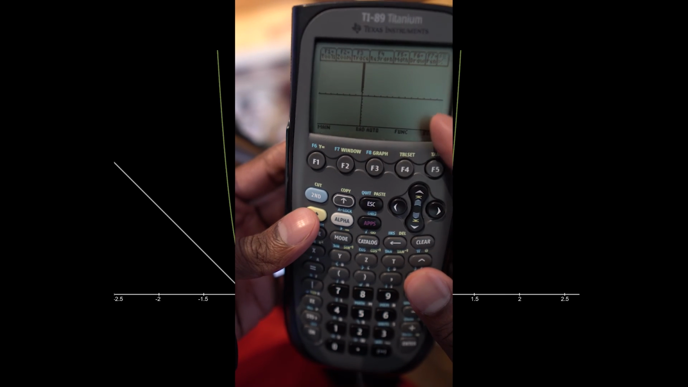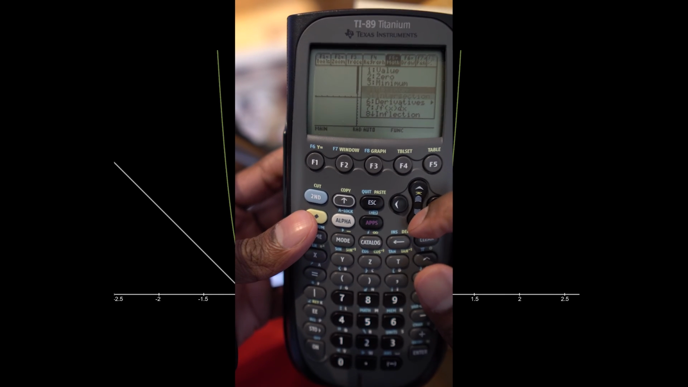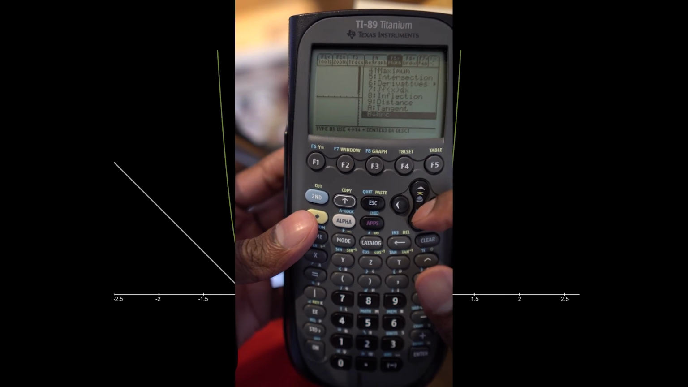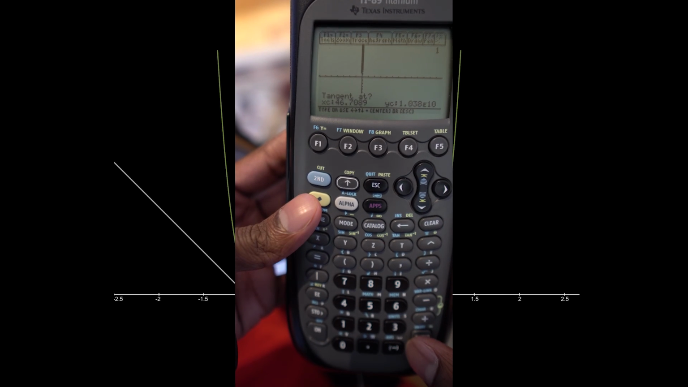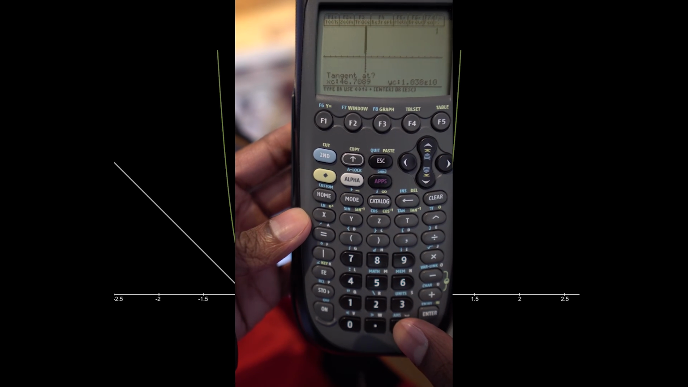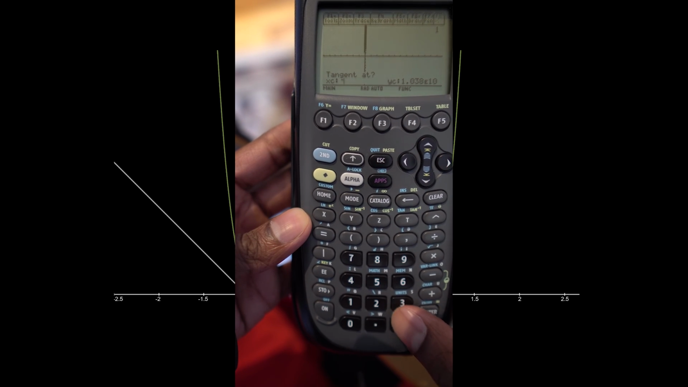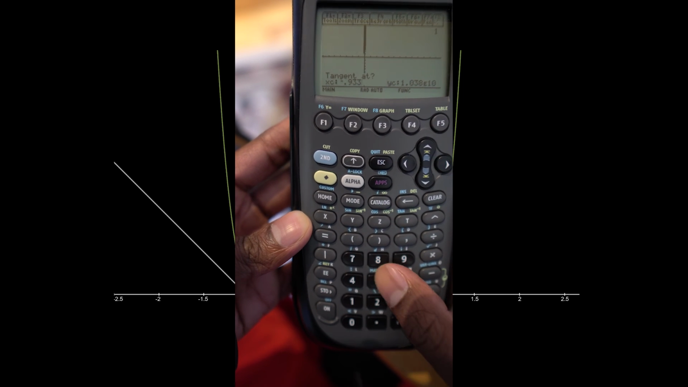And what we're going to do is we're going to go to Math, F5, and scroll all the way down till we see this thing that says tangent. And they're going to ask, tangent at what point? Well, we're going to say the tangent when x is equal to -0.93355.